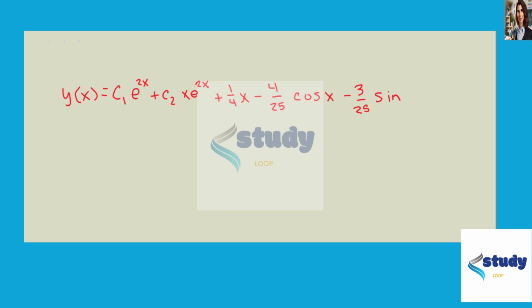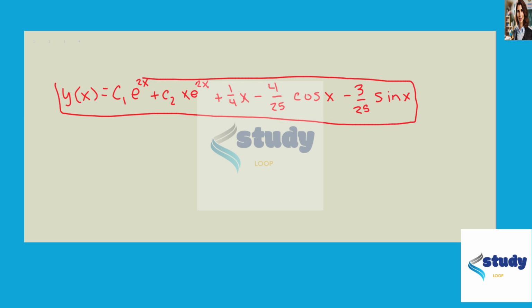Now, putting it all together gives me y of x equals c1 e to the 2x plus c2 x e to the 2x plus 1/4 x minus 4/25 cosine x minus 3/25 sine x. There it is.